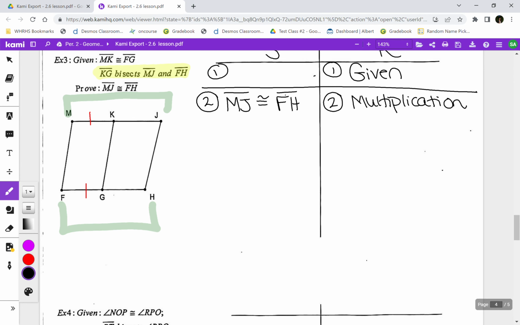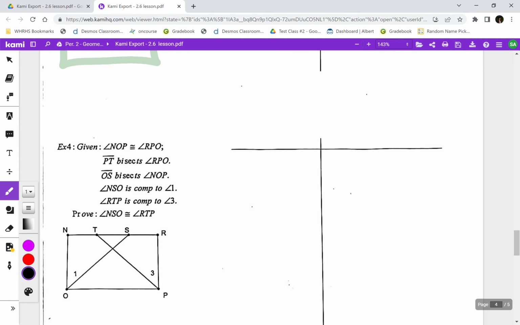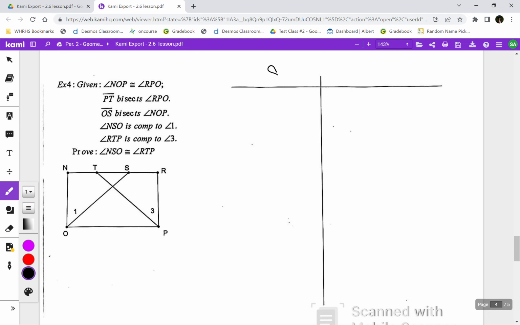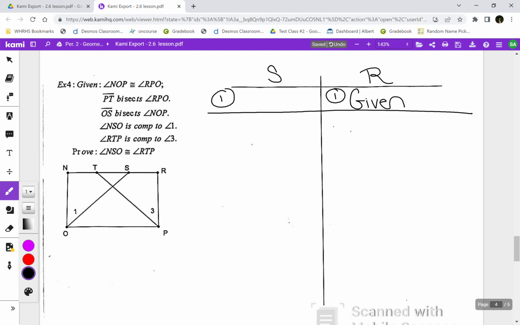Can I keep going? Are we ready to try one that's not 2 steps? We ready for this? Let's do this. All right. So remember what I tell you to do. Go through, try to make conclusions if you can.